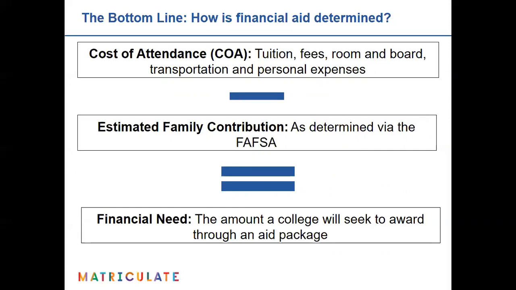When doing a lot of research, you may see that different schools are capable of meeting different percentages of financial need. It's important to understand that when a school says that they meet 100% of demonstrated need, that does not mean that a student is going to get a free ride to college. That just means they're meeting 100% of the financial need of that student as demonstrated when calculating the cost of attendance and the estimated family contribution.